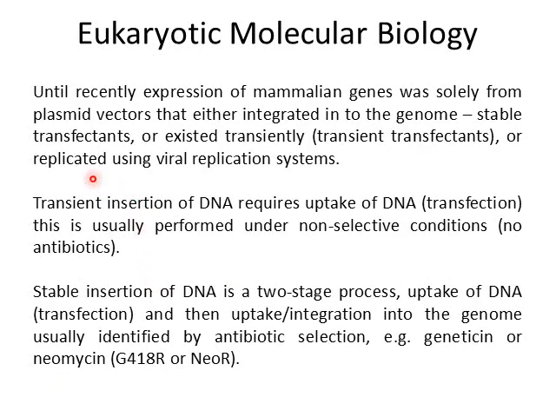So until recently, really, expression of mammalian genes was solely from plasmid vectors that integrated into the genome or were transiently transfected and existed for a few cell divisions, using viral replication systems as a third option. So this is really the three ways that you could go with regards to expressing your gene of interest in a mammalian cell. You could express it on a plasmid that you integrated into the genome itself, and if you integrated the plasmid, it's called a stable transfectant.